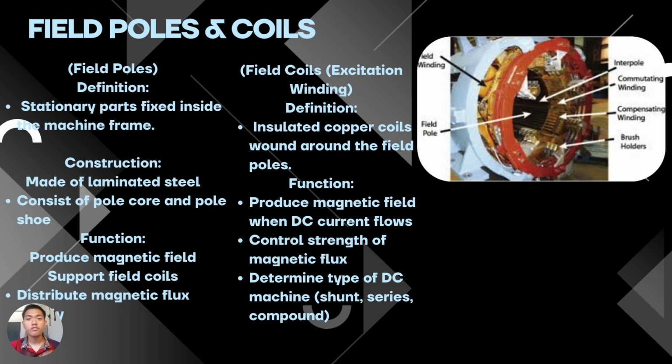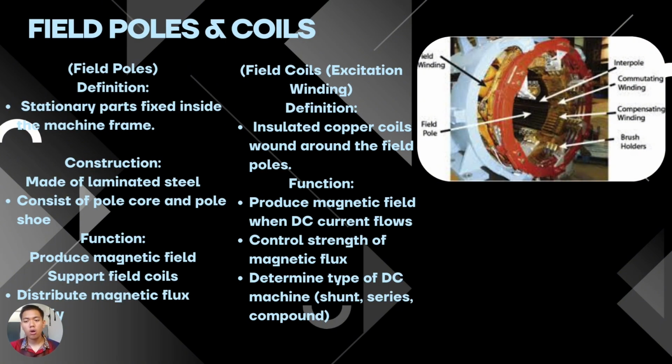Around the field poles, we have field coils. Field coils are copper wires wound around the poles. When DC current flows through them, a magnetic field is created. The strength of this magnetic field affects the performance of the machine.